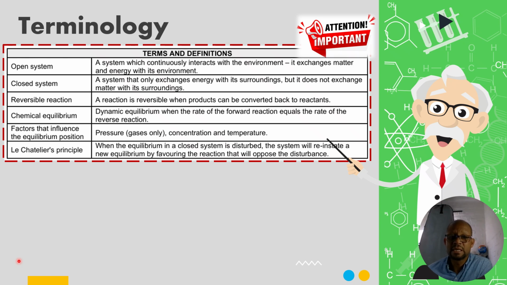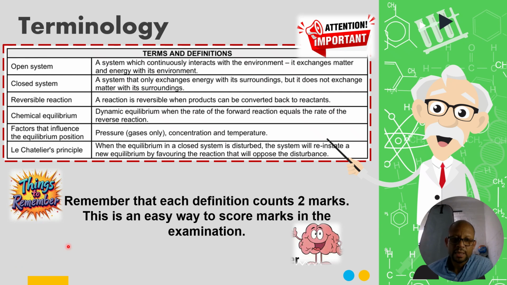Now remember, these terms are very important, so pay attention to them. Each definition that you're going to get in the exam question paper counts 2 marks. If you leave out those questions and you're unable to answer them, you will lose easy marks. And that way you will actually have a more difficult time trying to answer some of the other questions, because these definitions are also applied in your longer questions. So it's an easy way to gain marks. So try to understand and try to memorize these particular definitions.